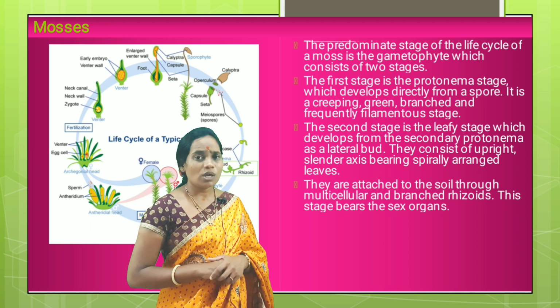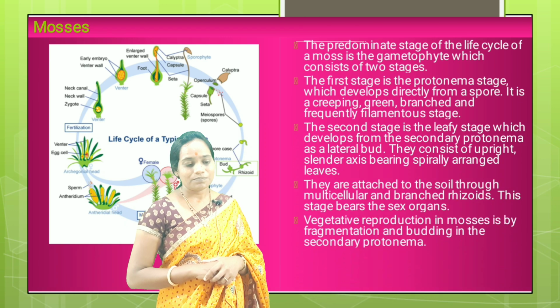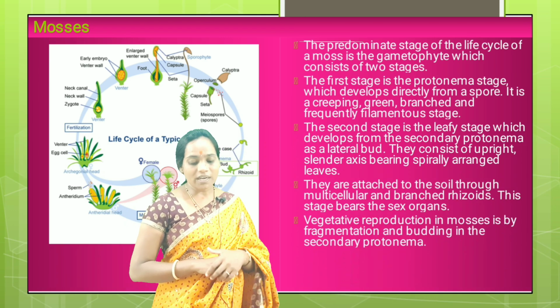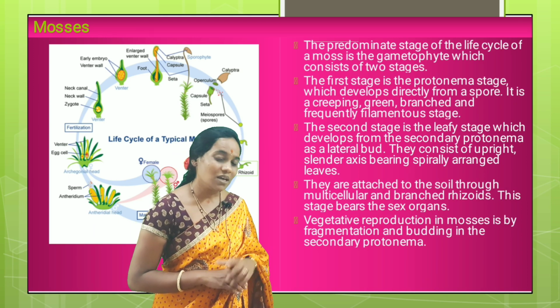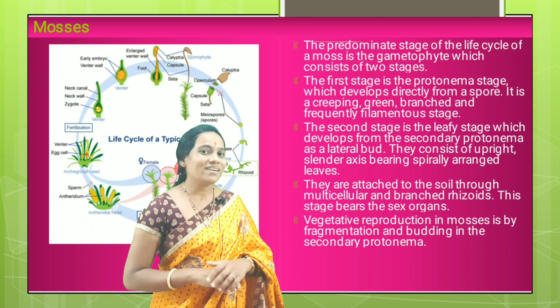Also they reproduce by the vegetative method, wherein two types of vegetative methods are seen. One is fragmentation, another one is budding.